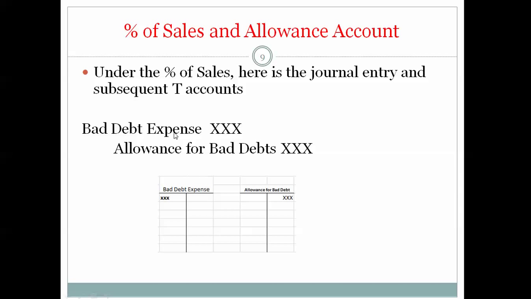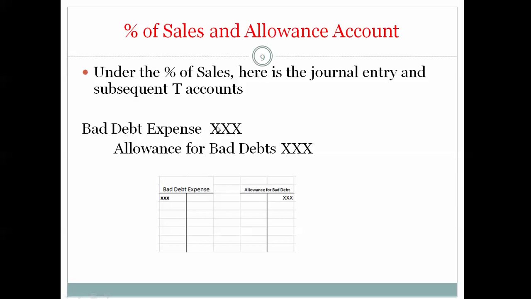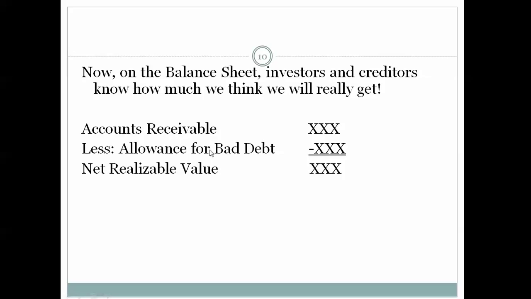We're going to take that off on the income statement, and we're going to credit the contra asset account, allowance for bad debts or allowance for uncollectible accounts, and that will offset our accounts receivable. So if we look at the balance sheet, what we would see is accounts receivable minus that allowance that we had determined here, and it will give us a net realizable value.